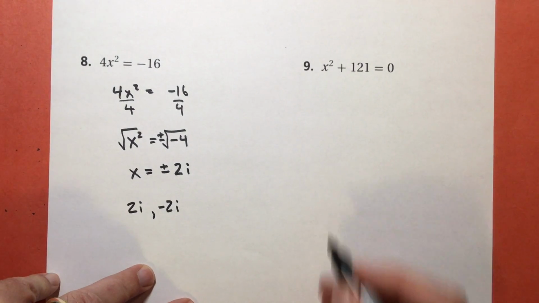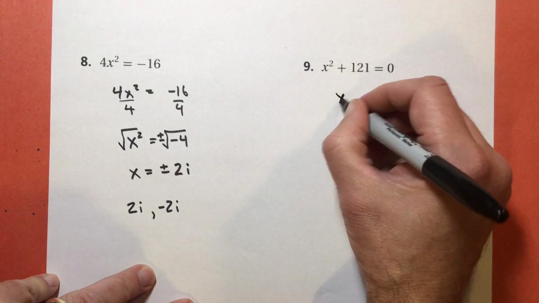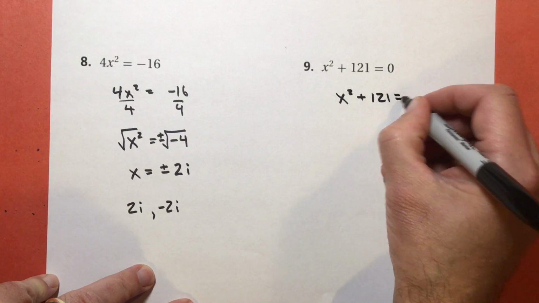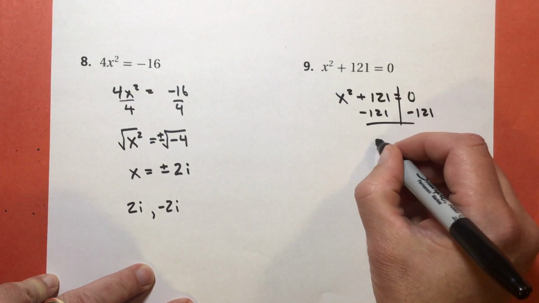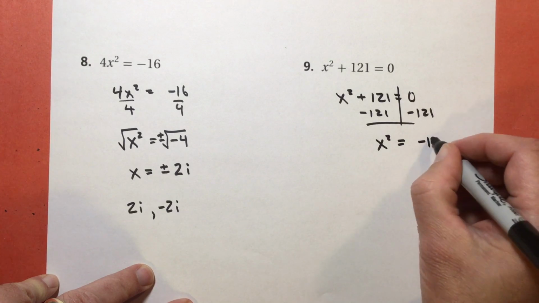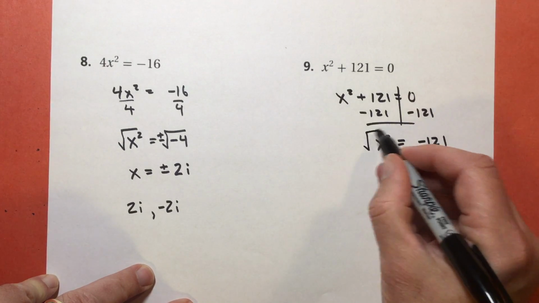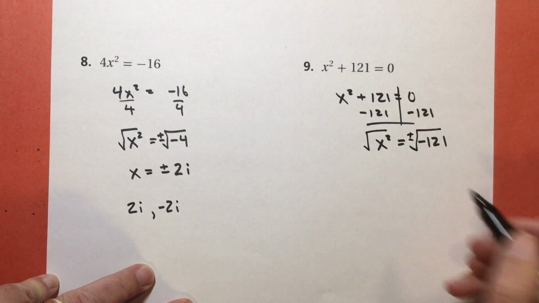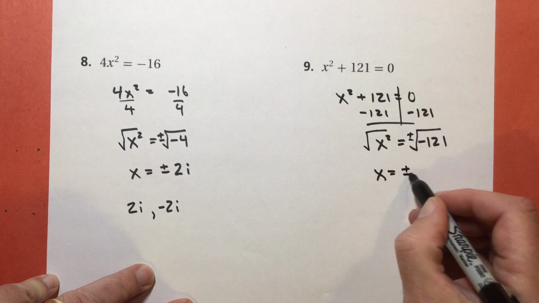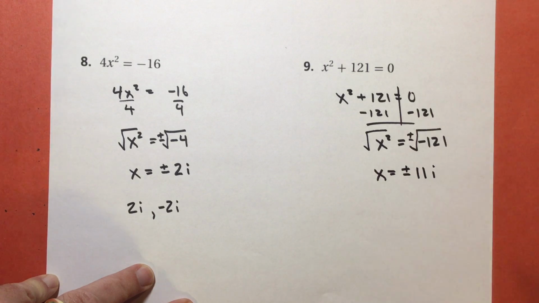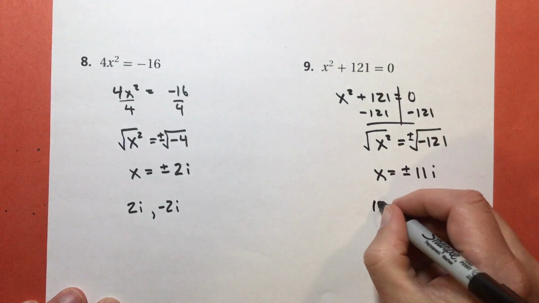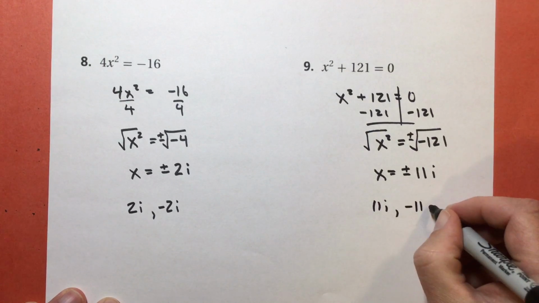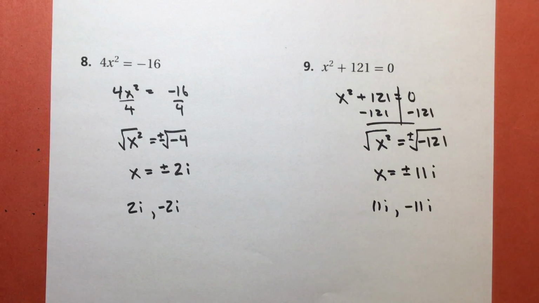Finally, for this video, number 9, I'm going to add -121 to both sides, and I get x to the second power equals -121. Take the square root, plus or minus, and I get x equals ±11i. The square root of 121 is 11, so the square root of -121 is 11i. My roots are 11i and -11i. All right, we'll see you in the next video.